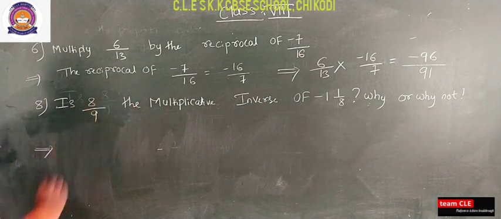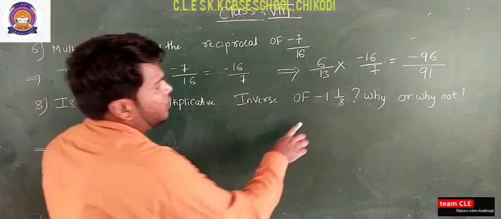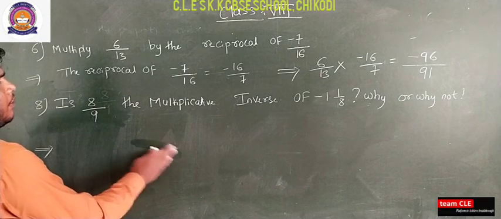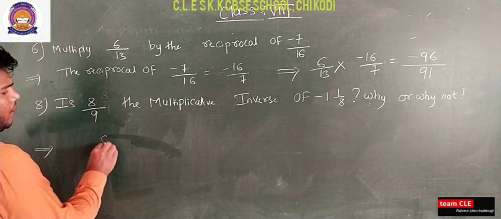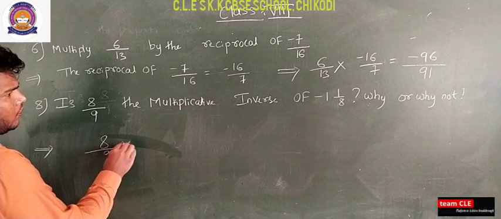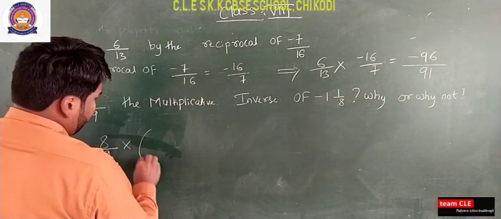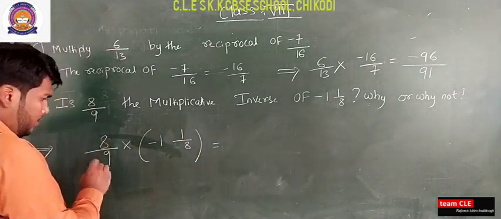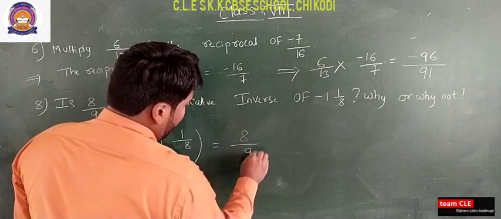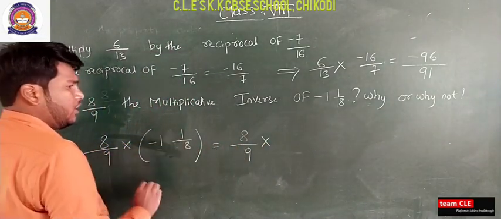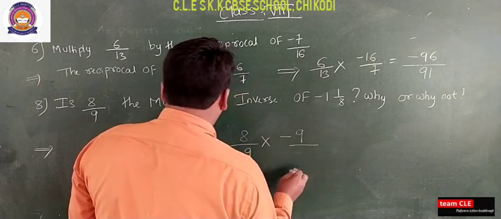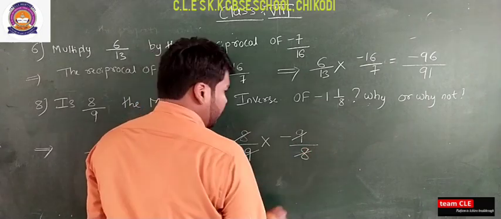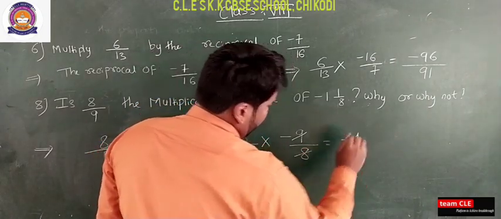Is 8 by 9 the multiplicative inverse of minus 1 integer 1 by 8, why or why not? So see here, 8 by 9 into minus of 1 integer 1 by 8. You have to solve: 8 by 9 as it is into minus 9 by 8, since 8 ones are 8, 8 plus 1 is 9. So this 9 gets cancelled, 8 gets cancelled. The remaining answer is minus 1.